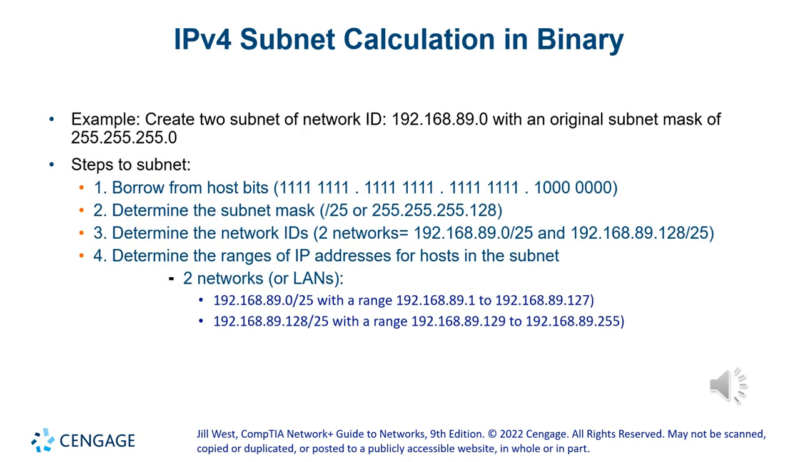So let's do this example. I got 192.168.89.0 with a mask of 255.255.255.0, which is a /24. It's 24 bits. And what I'm going to do, I need to break it into two subnets. So I'm going to borrow the first bit from the host portion. Remember that says it's a .0. That means that all the last octet is all zeros on a subnet mask. But I'm going to borrow the first bit.